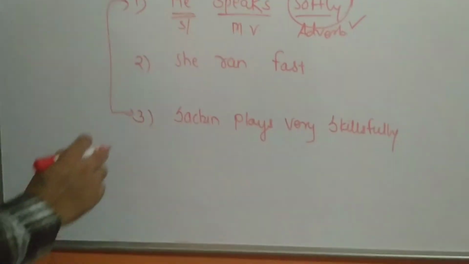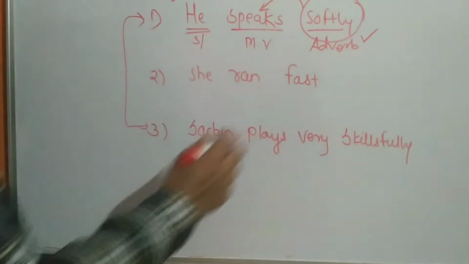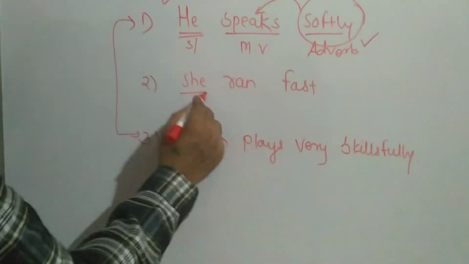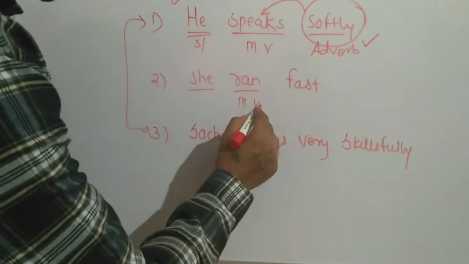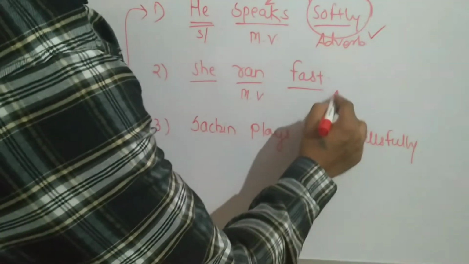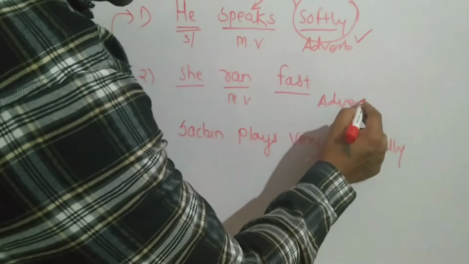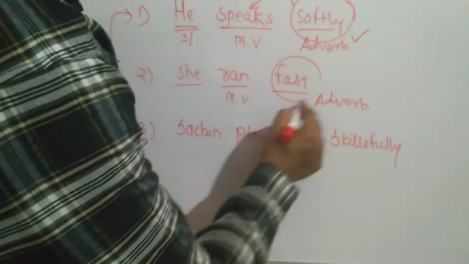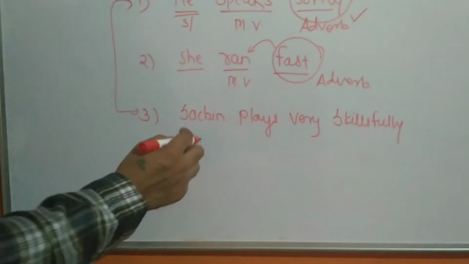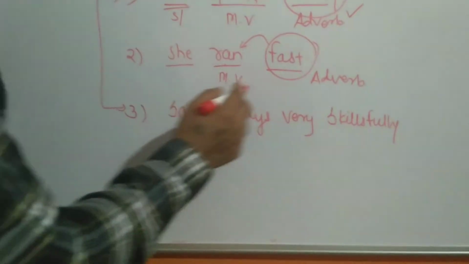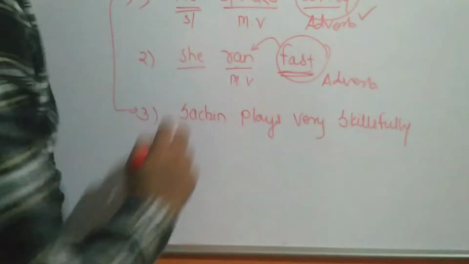Now in the second example, she runs fast. Here she is also the subject. Run is also the main verb and fast is indicated as an adverb. Here also fast tells more information about run. That's why fast is also an adverb.